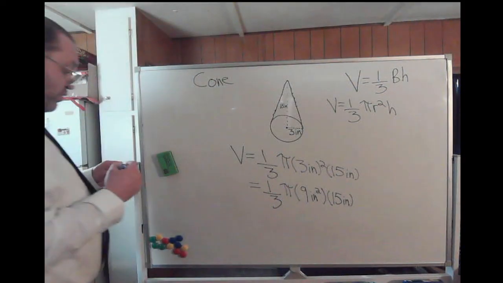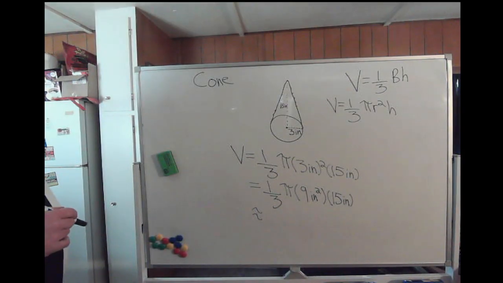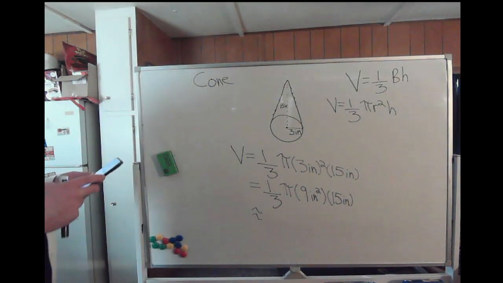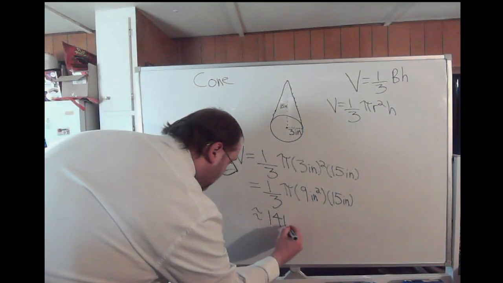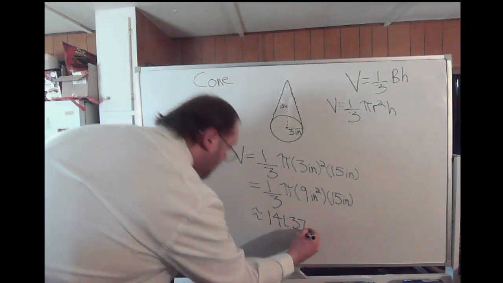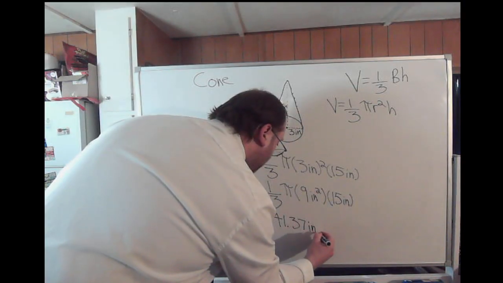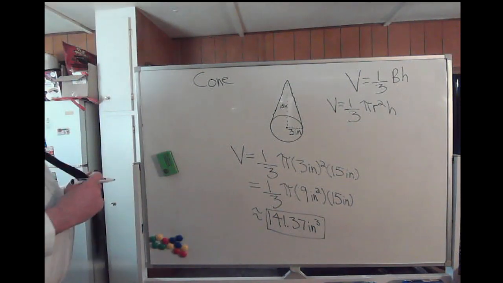Alright, now at this point we just have a simple multiplication problem. So let's see, 1/3 times pi times 9 times 15 comes to 141.37. So the volume of this cone is 141.37 inches squared times inches, which is inches cubed. 141.37 cubic inches will be the volume of this cone.